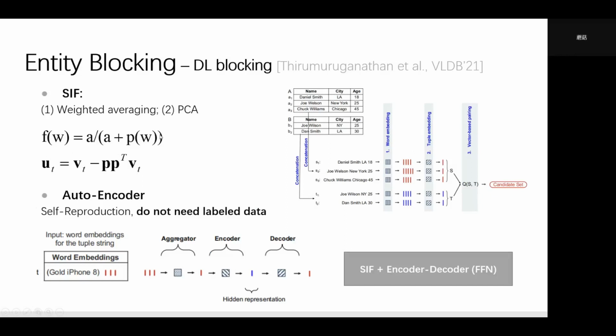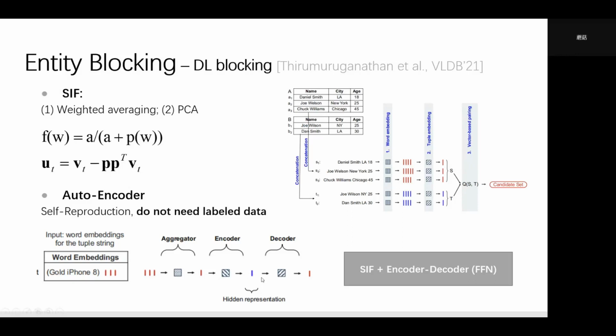The second model is the autoencoder, which is an unsupervised model, so it does not need labeled data. We can also use an aggregator such as SIF to transfer the matrix into a representation, and then we use the encoder and decoder to transfer the embedding to a hidden representation, which is more compact, by using the reconstruction loss. So the hidden representation is the final embedding of the tuple. In the autoencoder, the encoder and decoder are implemented by feed-forward networks. But we can also replace the feed-forward networks of encoder and decoder with transformers, which we'll discuss later.